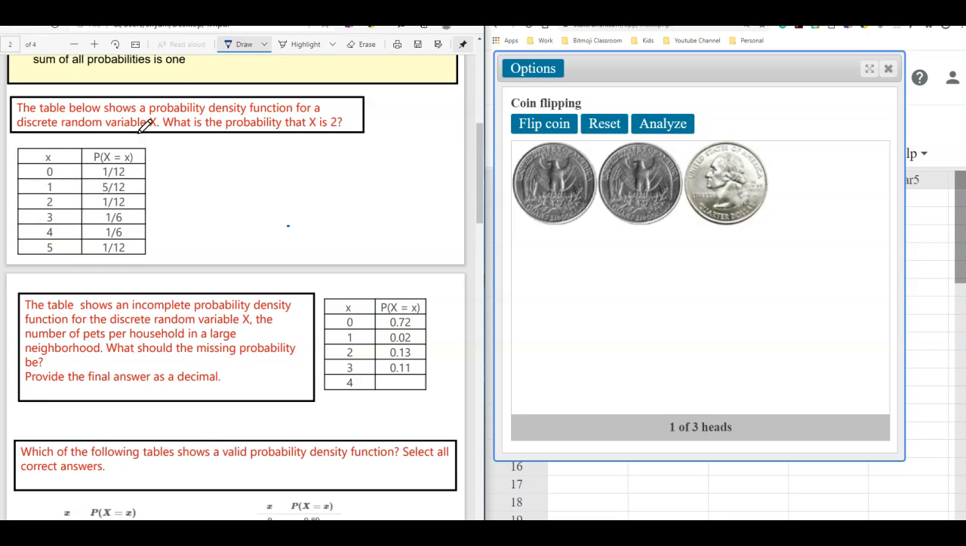Now, what are they asking me? So they said, take a look at the table below.